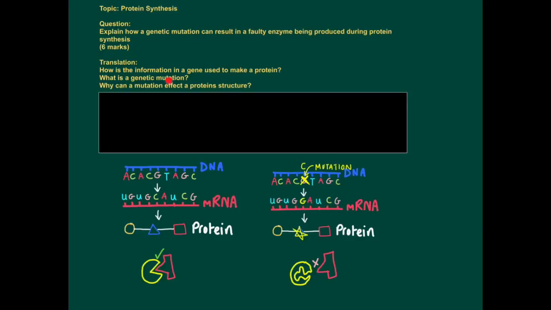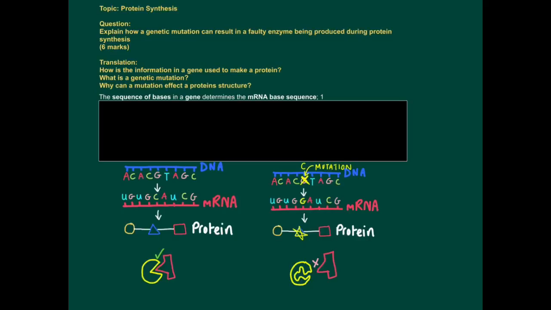Then, what is a genetic mutation? So explain how a genetic mutation can result, and so on. But you're explaining what a genetic mutation is. And then finally, why can a mutation affect a protein structure? So how does a mutation cause a faulty enzyme to be produced?